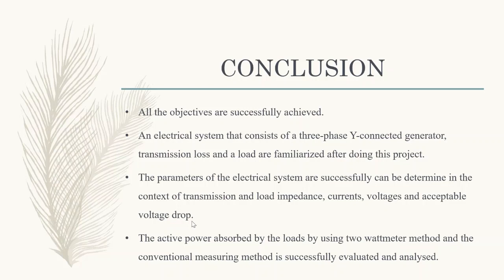For the conclusion, all the objectives are successfully achieved. An electrical system that consists of a three-phase Y-connected generator, transmission loss, and a load is familiarized after doing this project. Second, the parameters of the electrical system can be successfully determined in the context of transmission and load impedance, currents, voltage, and acceptable voltage drop.